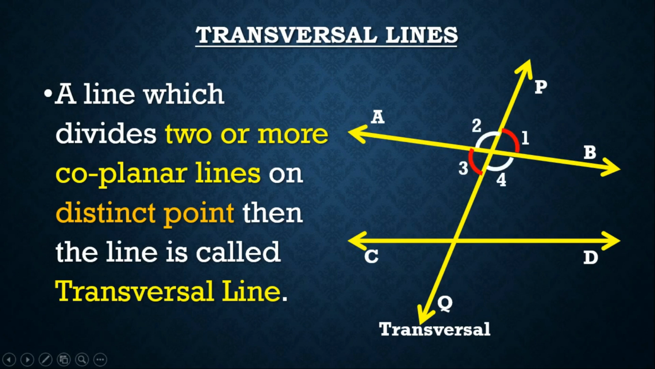When line PQ divides line AB at one point, they form four different angles. Angle 1, angle 2, angle 3 and angle 4 are the four angles which are formed when the transversal line PQ is dividing line AB. Also, when transversal line PQ is dividing line CD, another four angles are formed. So angle 5, angle 6, angle 7 and angle 8. So these are the 8 angles which are formed when a transversal line divides two coplanar lines.